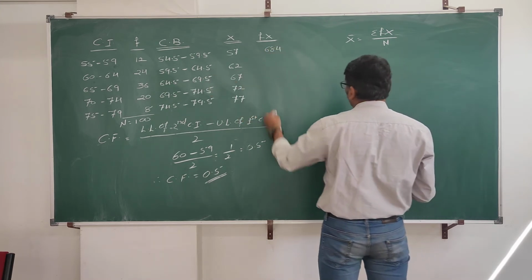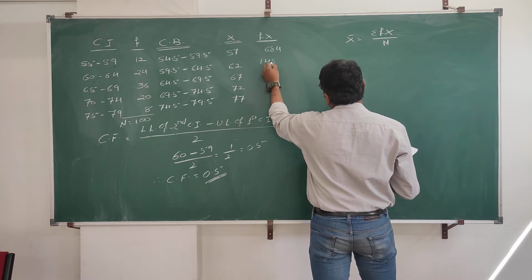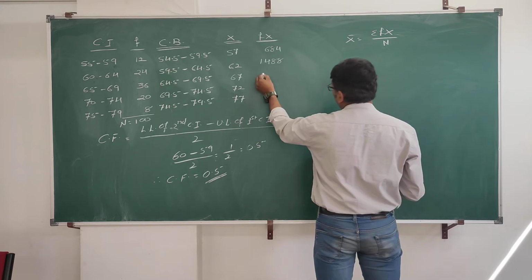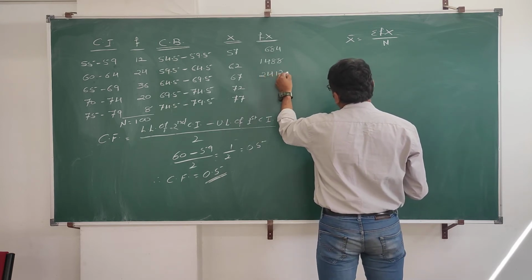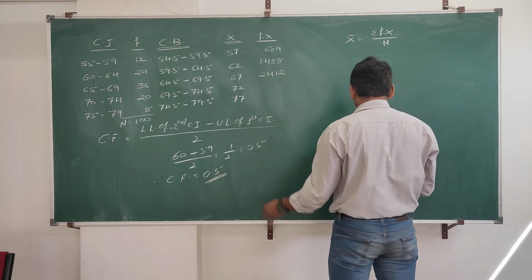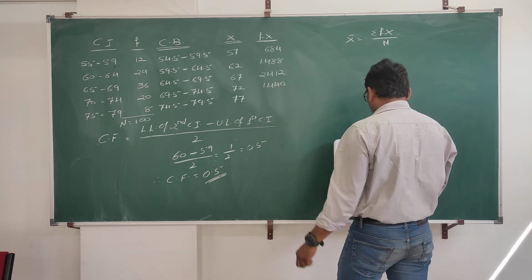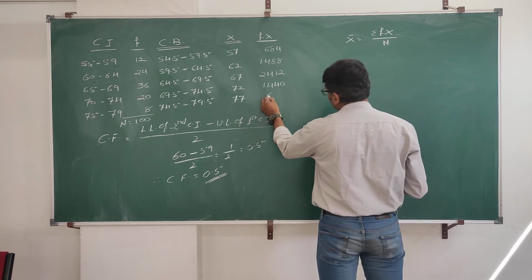24 into 62, 1488. 36 into 67, 2412. 20 into 72, 1440. And 8 into 77, 660.